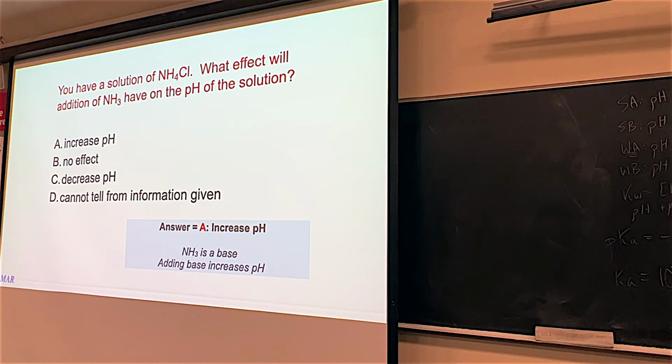There are a few substances that won't change the pH. They're the conjugates of strong acids and strong bases, like NaCl. Any questions on that?